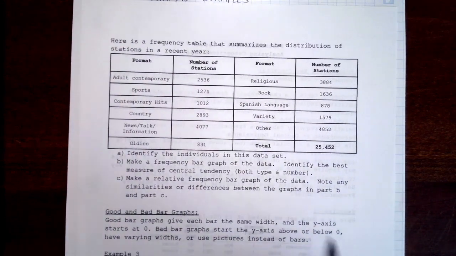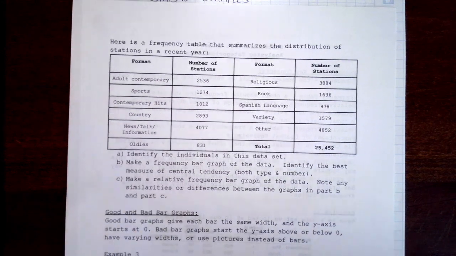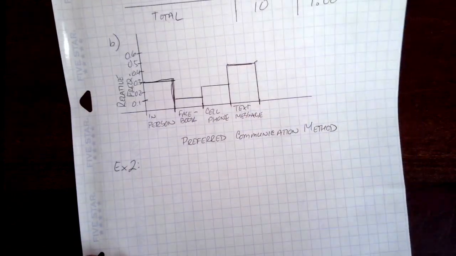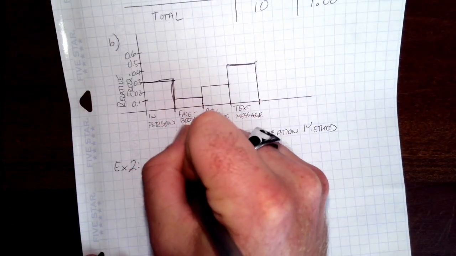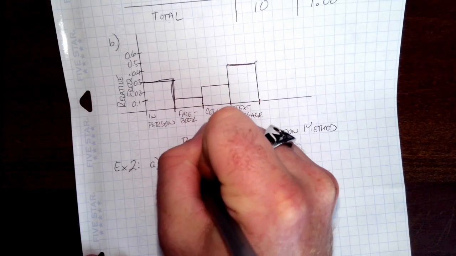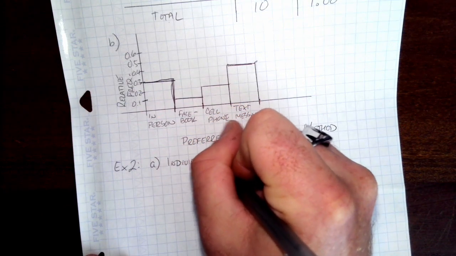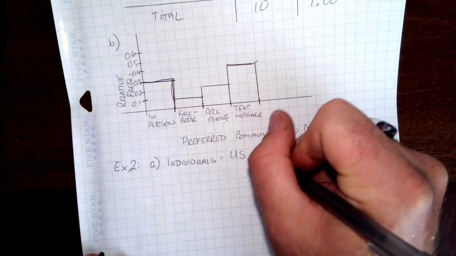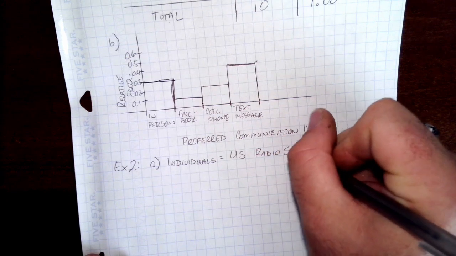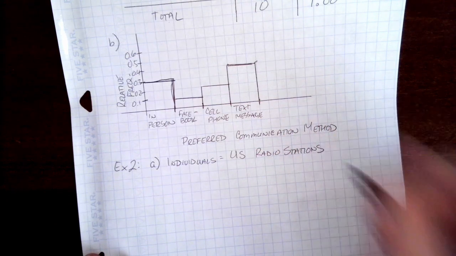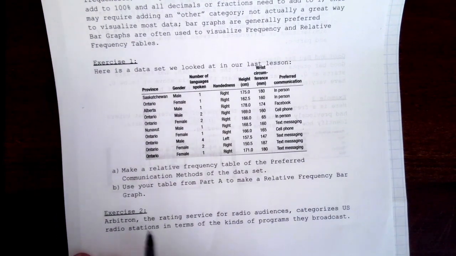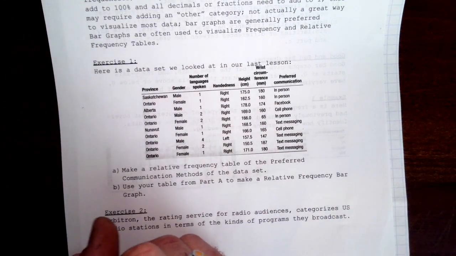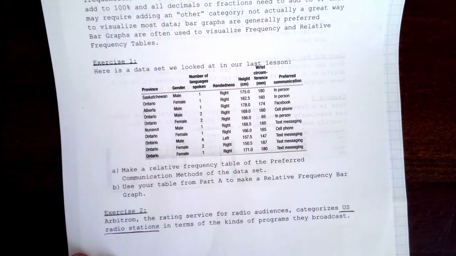So, what do we have data on? We have data on U.S. radio stations. So that's part A. The individuals are U.S. radio stations. Looking back at some of our work here, it categorizes U.S. radio stations in terms of the kinds of programs. So the things that we have information on are U.S. radio stations.